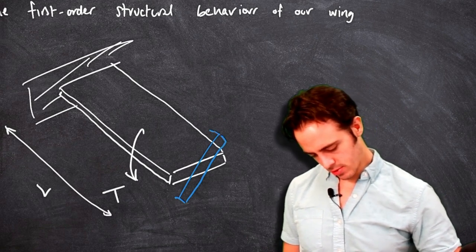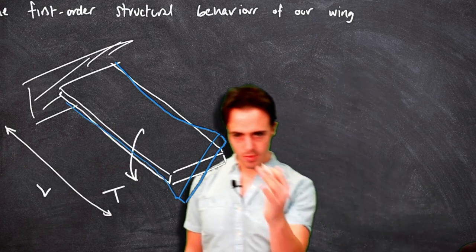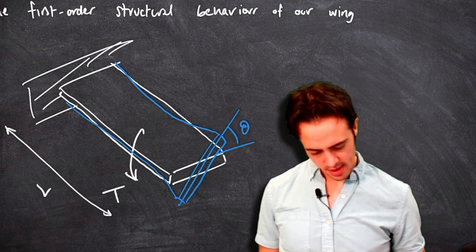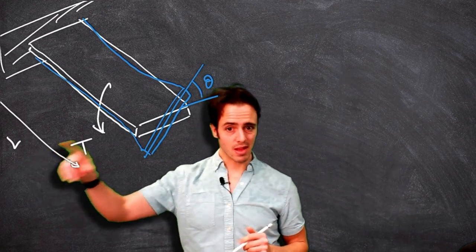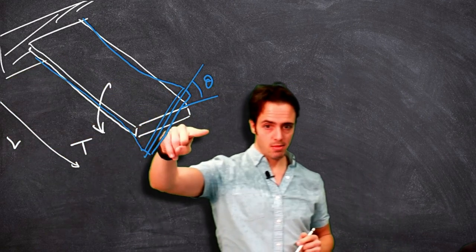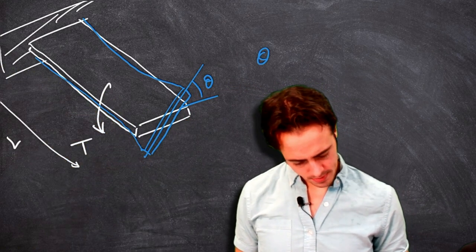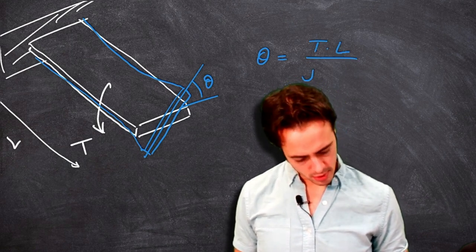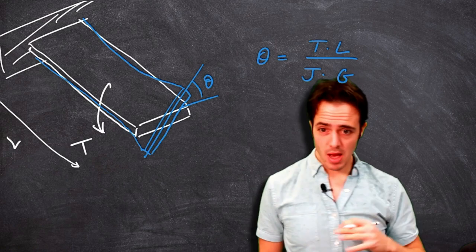This is a really hard one to draw. I can never draw this one, but we've applied the torsion, we've then got some sort of torsional deflection. Let's give that the symbol theta. Then theta is going to be a function of the torque that we apply, and the length, because that makes sense. It gives us a greater deflection because the torsion is nothing at the root, maximum at the tip. The deflection is equal to the applied torque multiplied by the length divided by the torsion constant and the shear modulus. Hopefully these are things you've maybe seen before in beam theory.